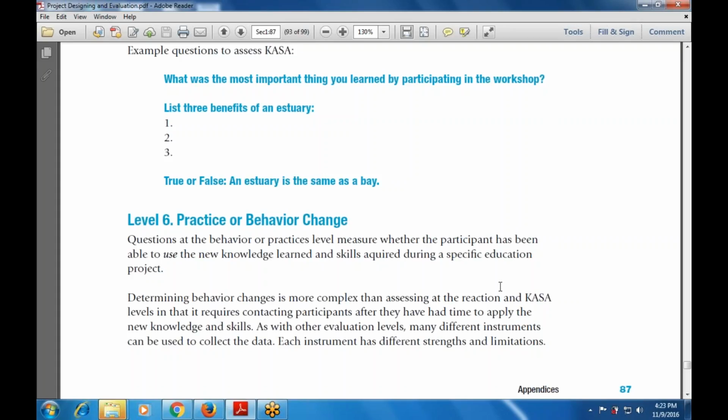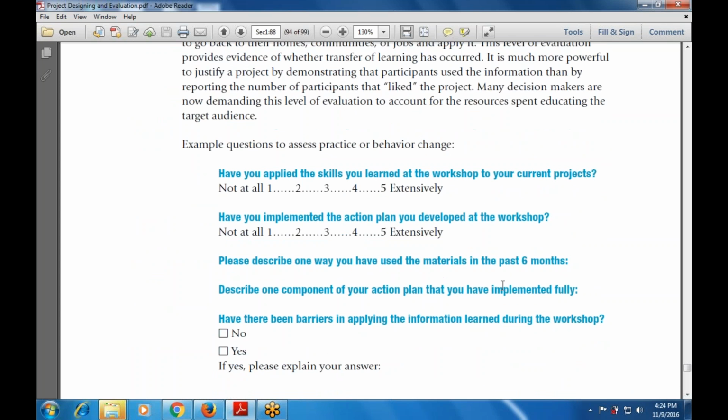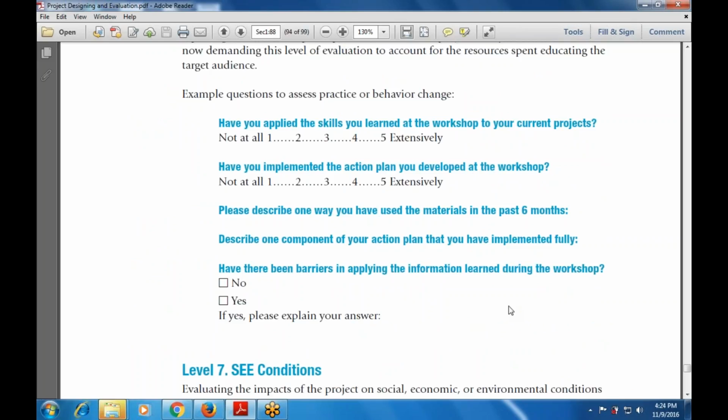And determining the behavior change is also more complex than measuring the reactions. The CASA levels require contacting participants after they have applied the new knowledge and the skills. And these are the various questions that are used to assess the practice of the behavior change.